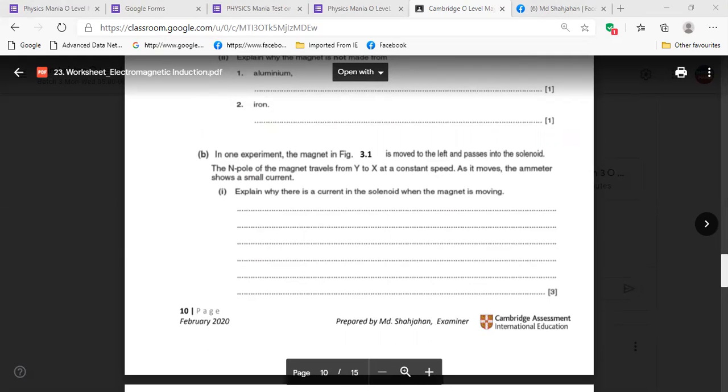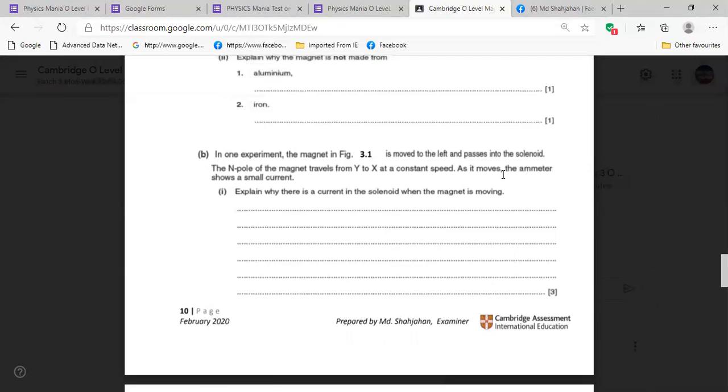Read loudly. Tell the answer. In one experiment, the magnet in figure 3.1 is moved to the left, passes into the solenoid. The north pole of the magnet travels from X to Y at constant speed as it moves. The ammeter shows a small current. Explain why there is a current in the solenoid when the magnet is moving.